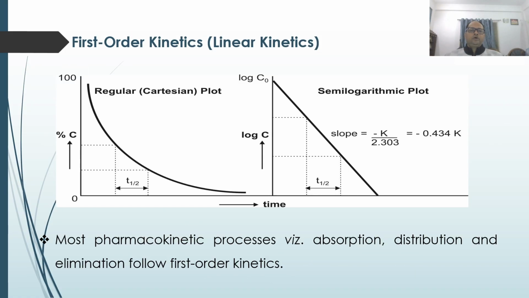Next come to graphical representation. When you plot a graph between percentage of plasma drug concentration versus time, there will be a Cartesian plot. Curvature will be there.